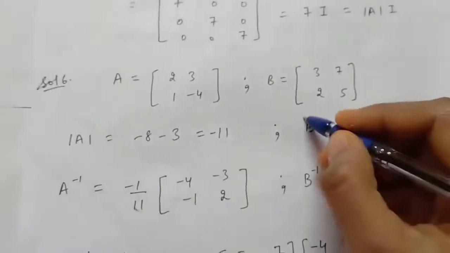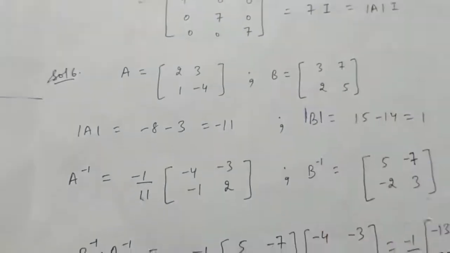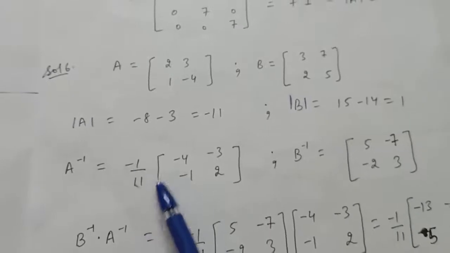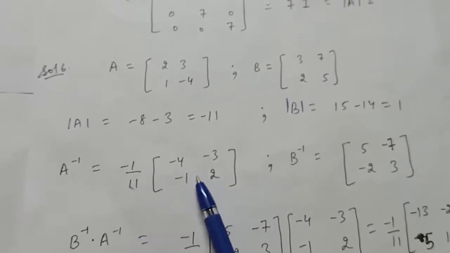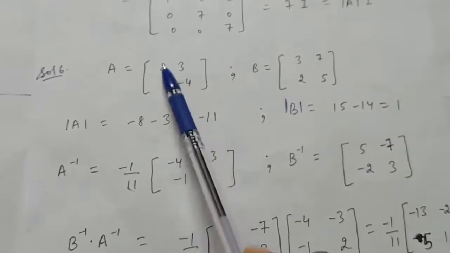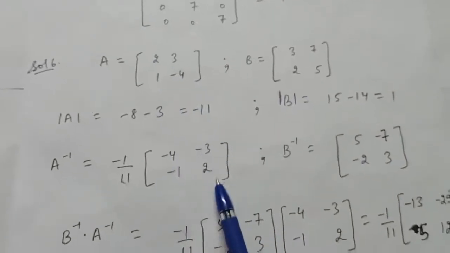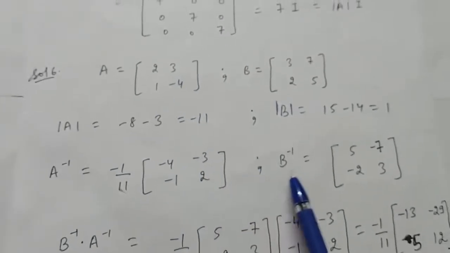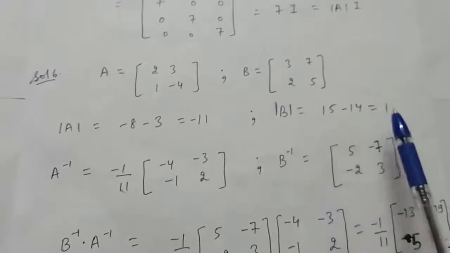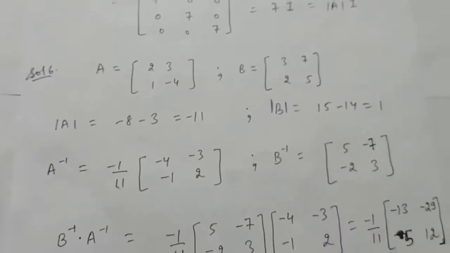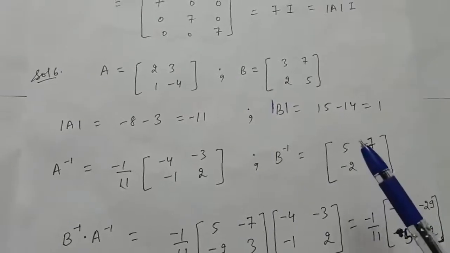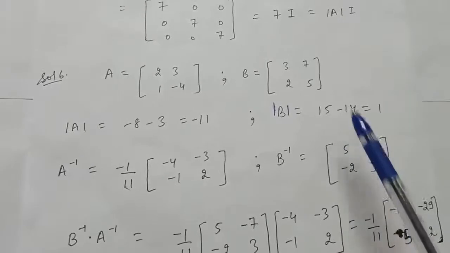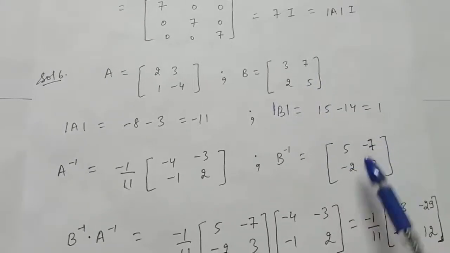It should be determinant of B, right? Now A inverse will be 1 upon determinant of A, that is minus 11, into adjoint of A. Calculate the adjoint of A directly by interchanging these diagonal elements and changing the sign of the non-diagonal elements. And B inverse is 1 upon determinant of B, which is 1 only, so no need to write that, into adjoint of B. Now adjoint of B will be: interchange the diagonal elements and change the sign of non-diagonal elements, right?